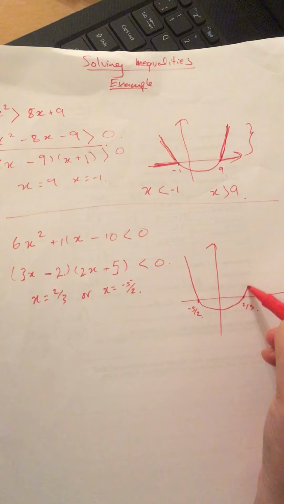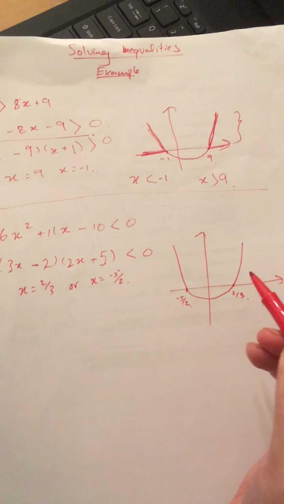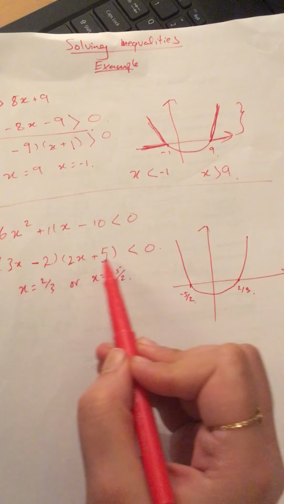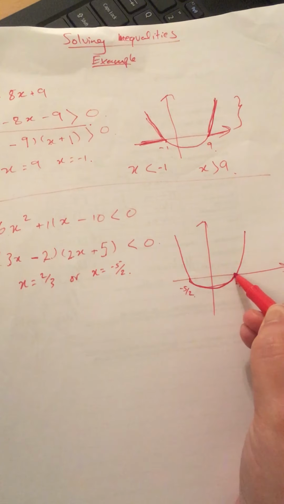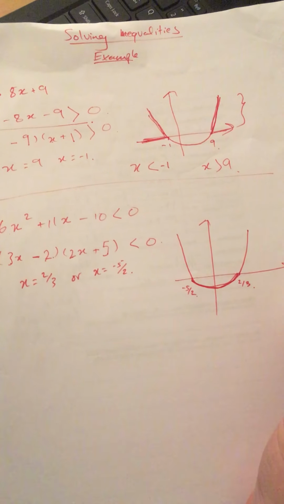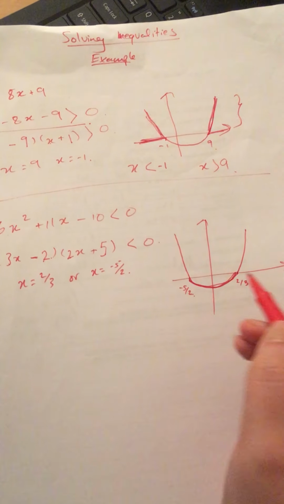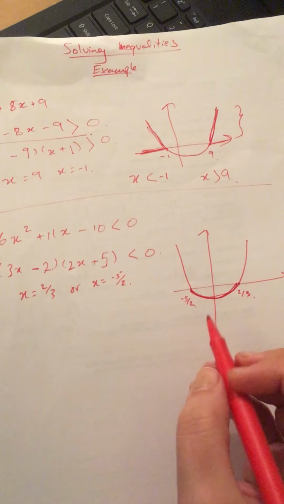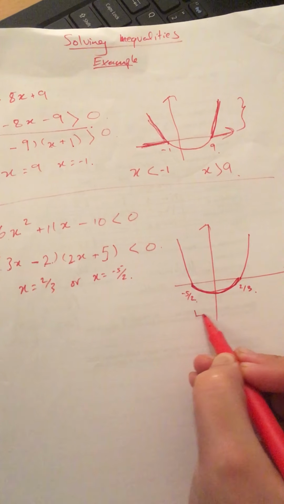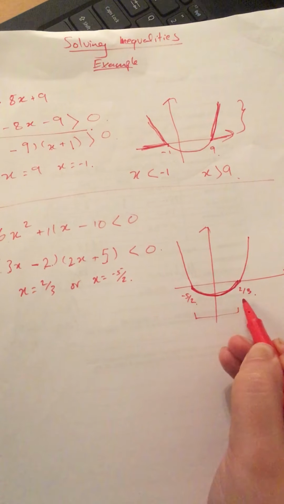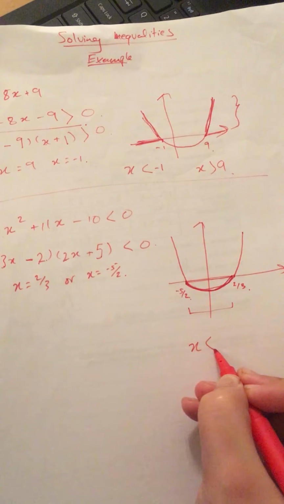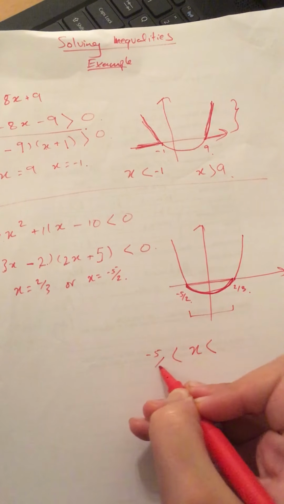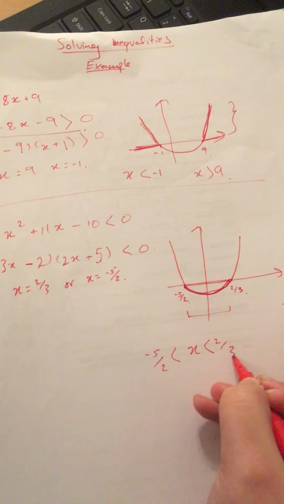It's a positive quadratic, and the function is less than 0. So I'm looking at this bit here because that part of the curve is less than the x-axis, so that is less than 0. So that means I want x to be between minus 5 over 2 and 2 over 3. I want these values of x. So I say x is between minus 5 over 2 and 2 over 3.